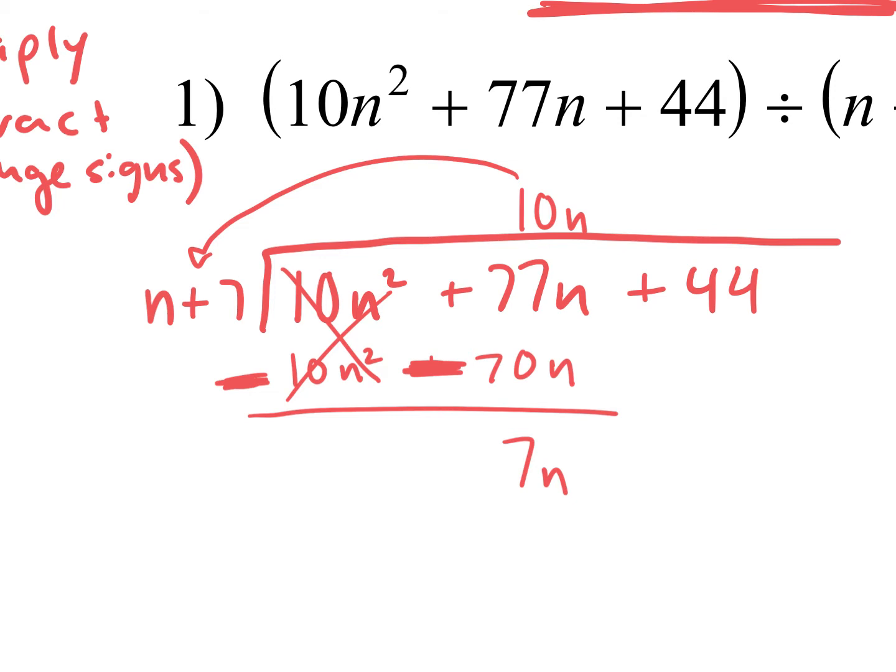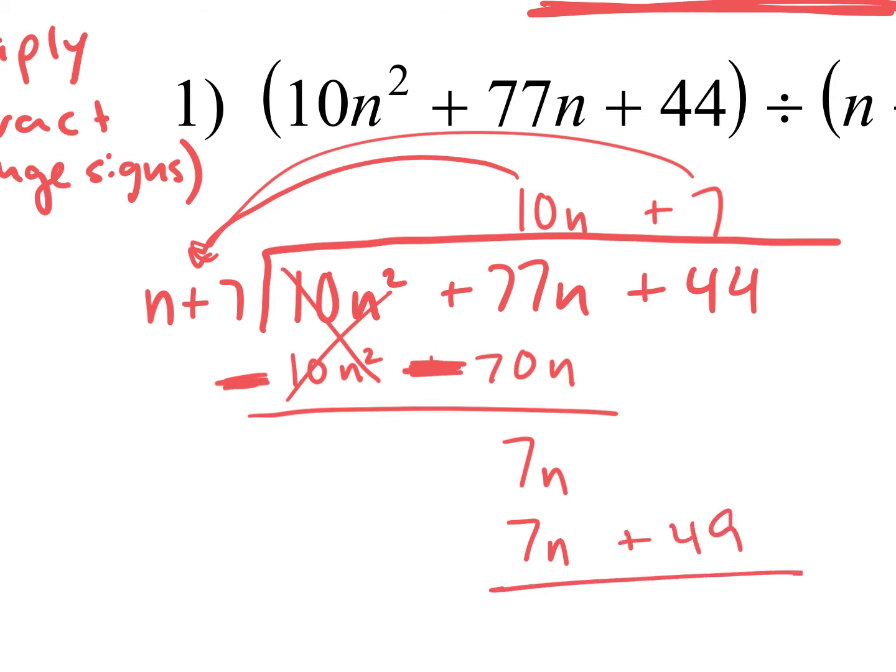So after we subtract, back to step number 1. We divide. So I take away one of the n's from 7n. What am I left with? Just 7. Then we multiply. So 7 times everything out front. So this gives us 7n. And 7 times 7 is 49.